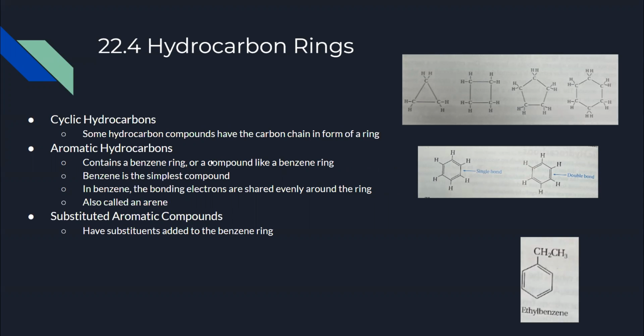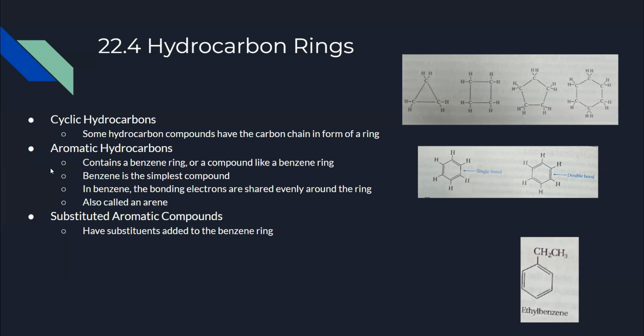So you have cyclic hydrocarbons, which basically is when hydrocarbon compounds have the carbon chain in the form of a ring. And this is shown over here in this diagram with a triangle, a square, a pentagon, and a hexagon having methyl groups. And so an aromatic hydrocarbon basically contains a benzene ring or a compound like a benzene ring. And the thing is, benzene is the simplest compound in this group.